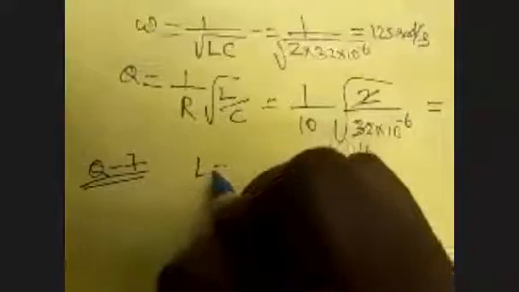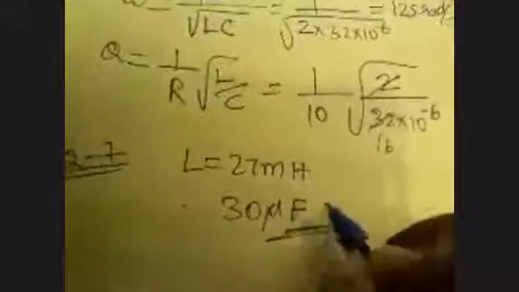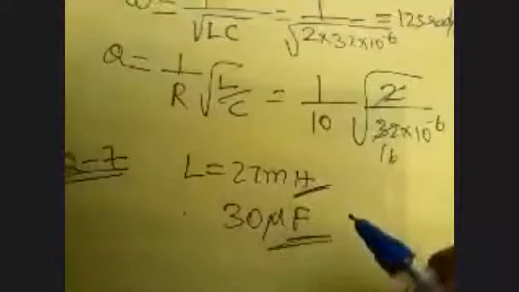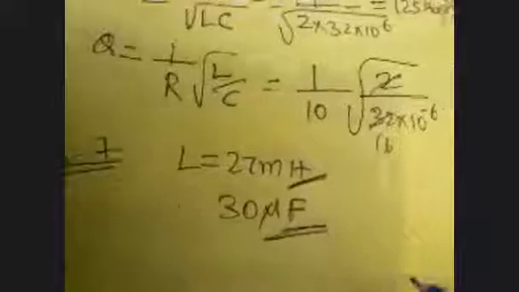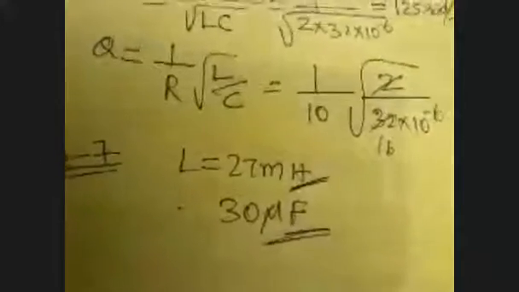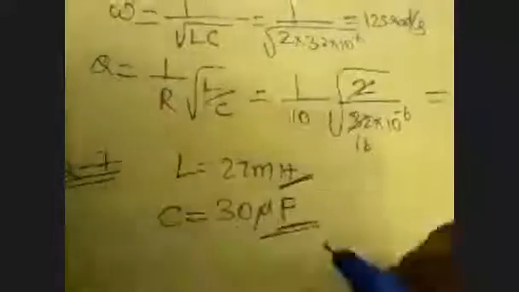Okay, so question number 7. We go to the next problem. Question number 7. L is given as 27 millihenry and capacitance is given as 30 microfarad. Farad means they are telling us about capacitors. Henry means they are telling us about inductance. By inbuilt knowledge, you should know from the SI unit what term they have given. They won't say whether it is inductance or capacitance; you should conclude it from the unit only.